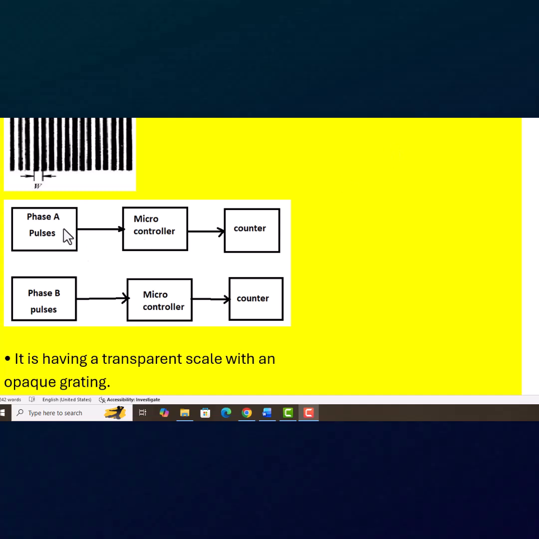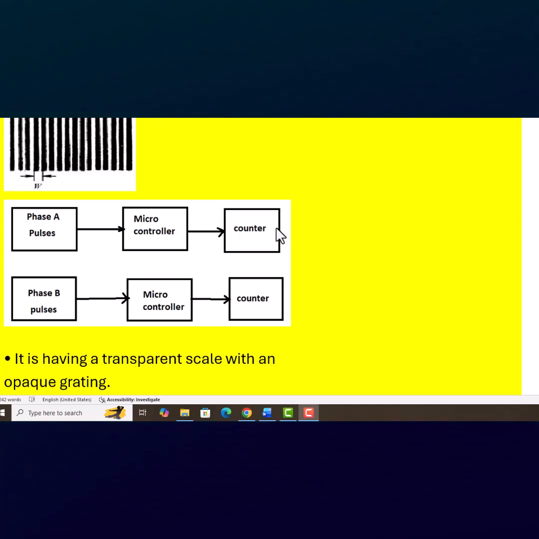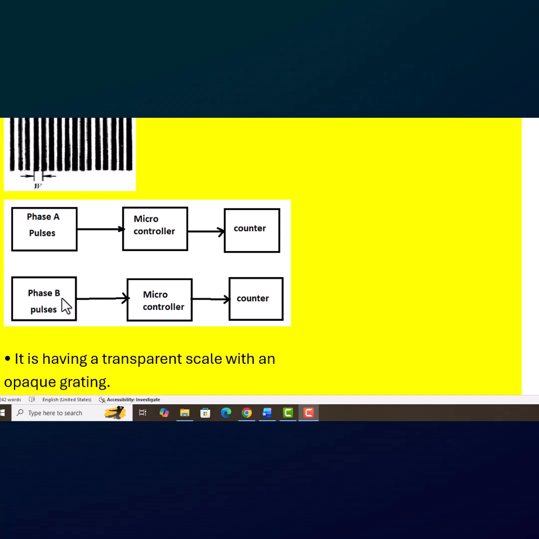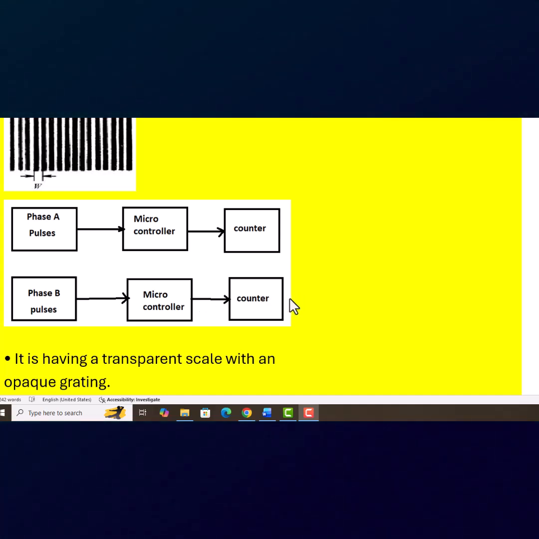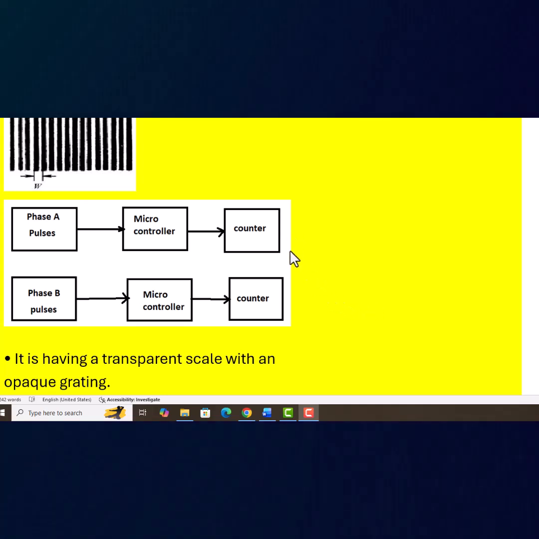As I explained earlier, we can see here phase A pulses will be transferred to the microcontroller. Microcontroller will transfer the pulses to the counter, and counter will count the number of pulses produced by the phase A photodiode set. Similarly, the phase B photodiode set produces the pulses, and they are connected to the microcontroller connected to the counter, and counter will count the number of pulses produced by phase B, and based on the phase difference we can say the direction of the movement of the joint, whether to the left or to the right with respect to the reference point.